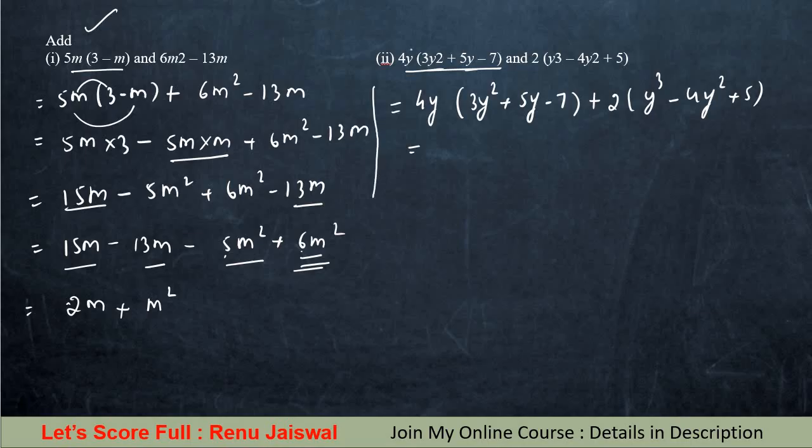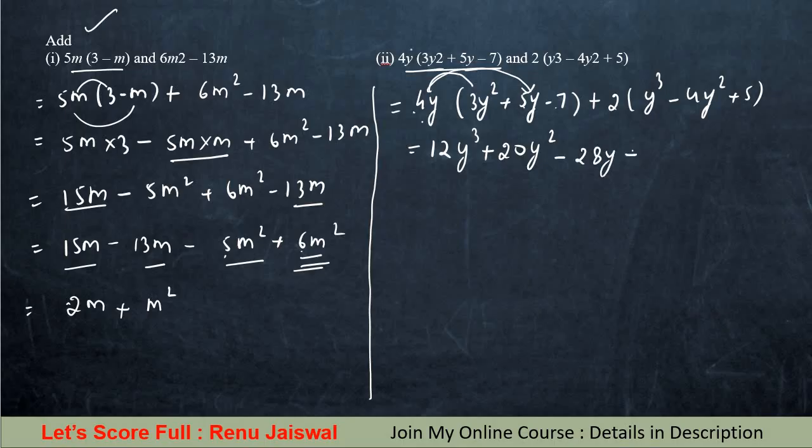Here what you can do? Directly you can distribute, like 4y into 3y square. What will it come? 4 and 3, 12. y and y square, base same, power add. Same way here, plus and plus will give me plus. I am multiplying this term with the second. So 5 4s are 20, 5 and 4, y square, plus minus minus 4 7s are 28y.